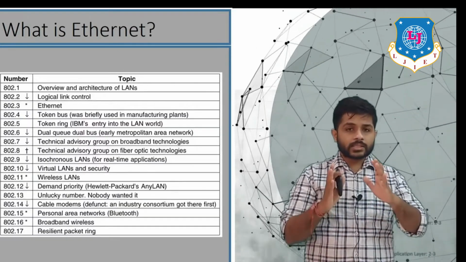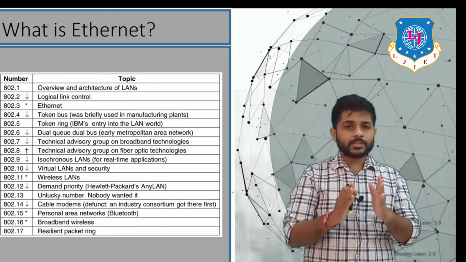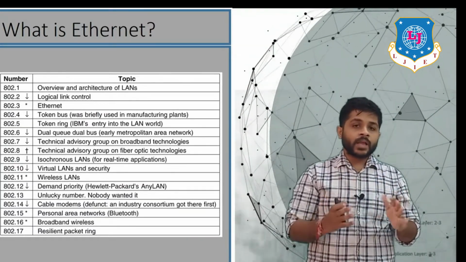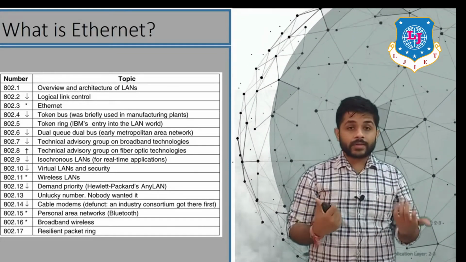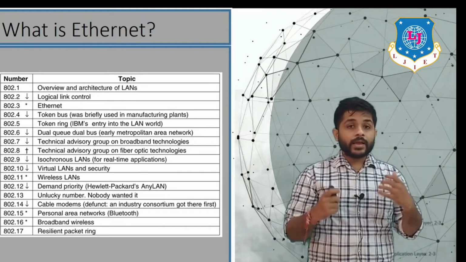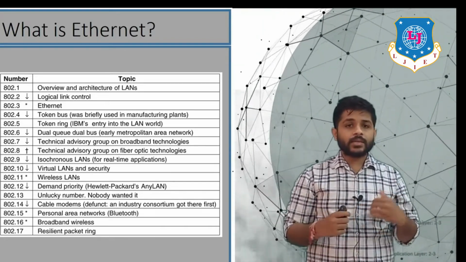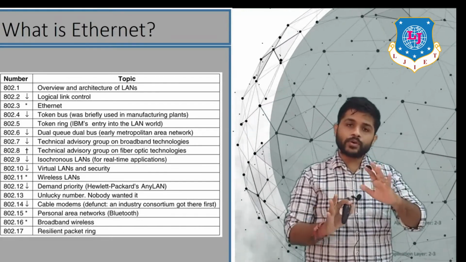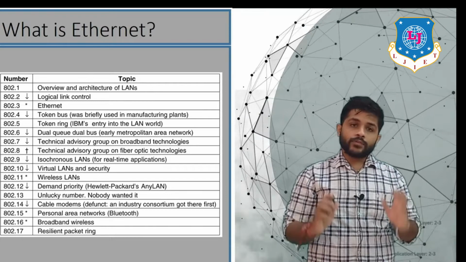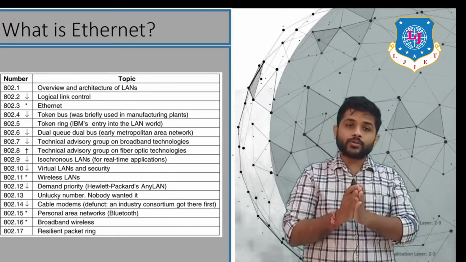There are so many Ethernet protocols. The most famous is 802.3. There is 802.11, which is the wireless local area network, Wi-Fi. There is 802.4, which is for token bus. There is 802.2, which is logical link. So these are the protocols for the local area network. If you want to create a Wi-Fi local area network, the protocol is 802.11.